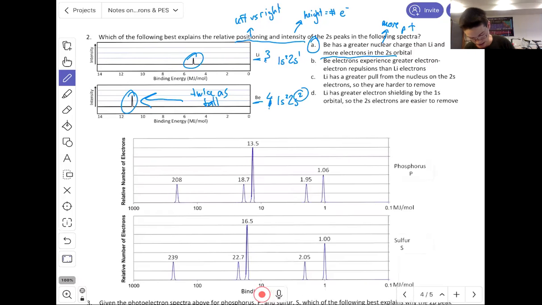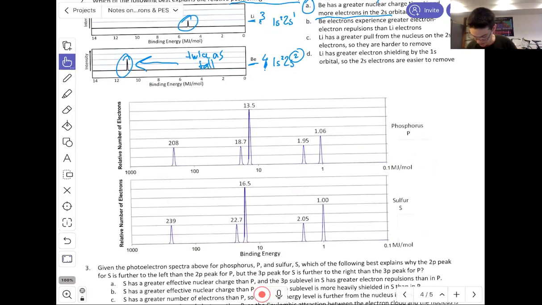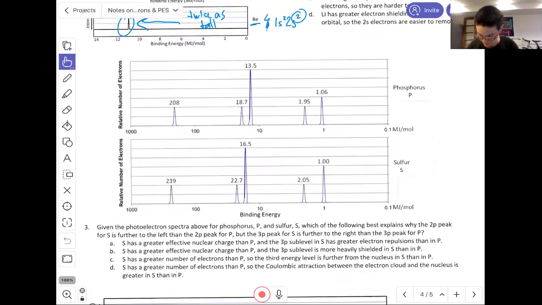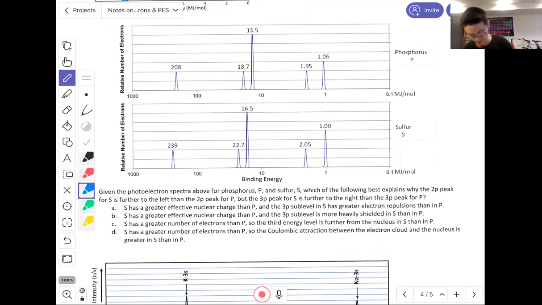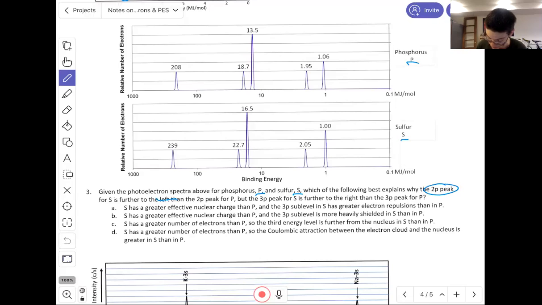So then looking at the next set, I've got phosphorus and sulfur again. And then the question is, given the spectrum for phosphorus and sulfur, which of the following explains why the 2p for sulfur is left of the peak for phosphorus, but not for 3p? So we essentially just answered this on the previous page.